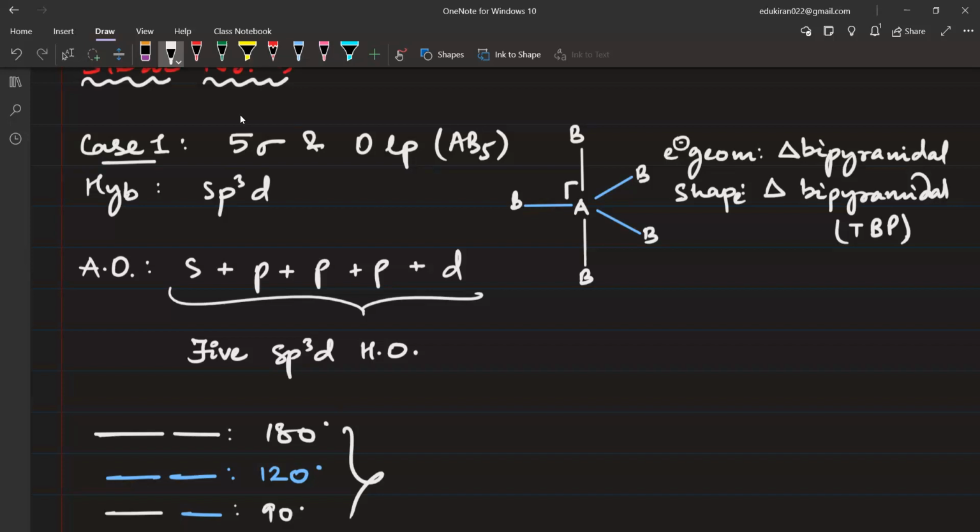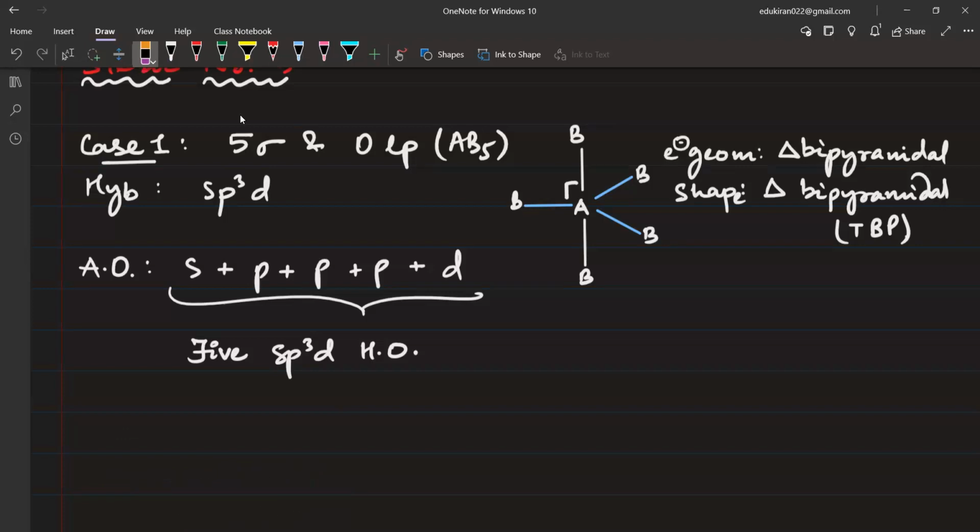Now, generally what we do, we ignore the 180 bond angle. Why? Because there will be no repulsion between these two. They are not even facing each other. They are facing oppositely. So there will be no repulsion. That is why we ignore the 180 angle. We consider the 90 and 120, and we have specific names for them. These white bonds, which are kind of a straight line, are known as axial bonds. And all the 3 that we have in blue are known as equatorial bonds.